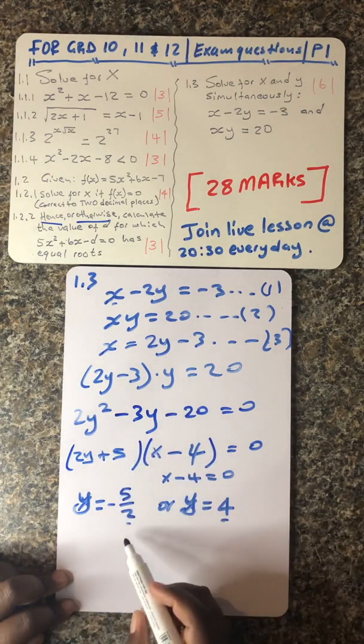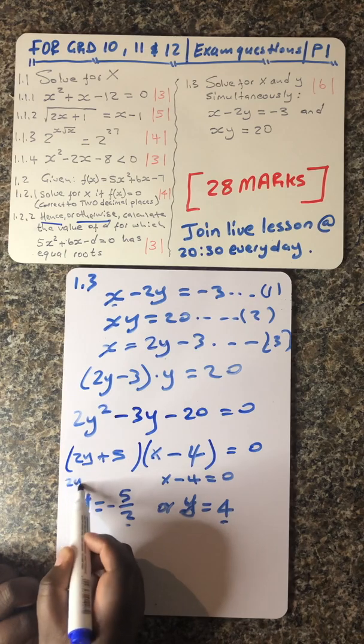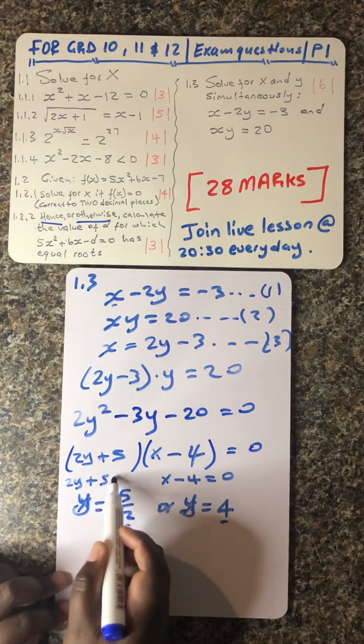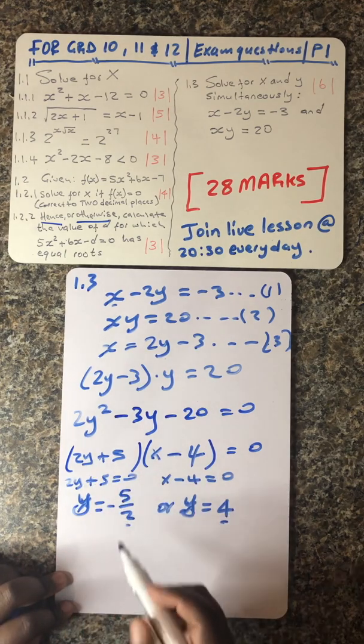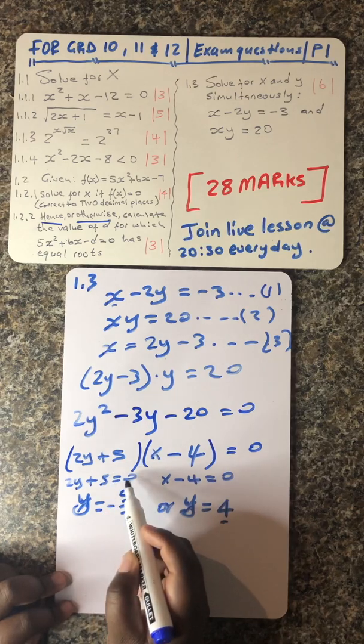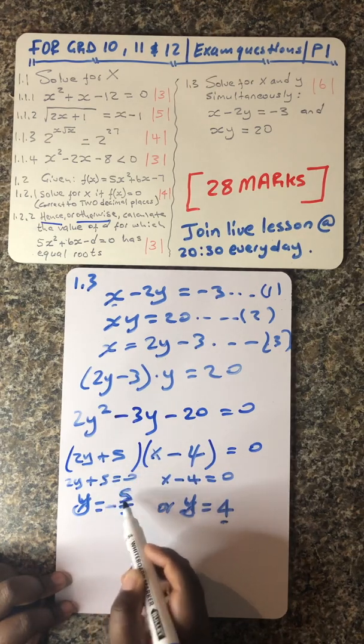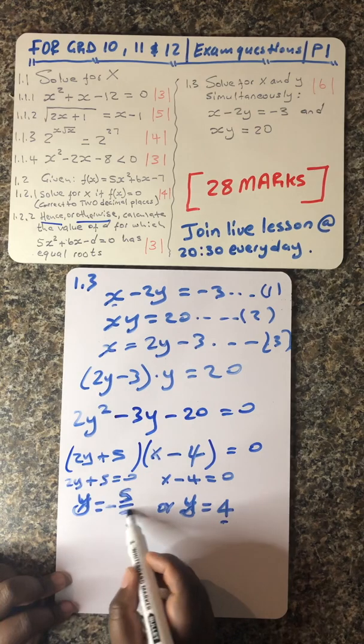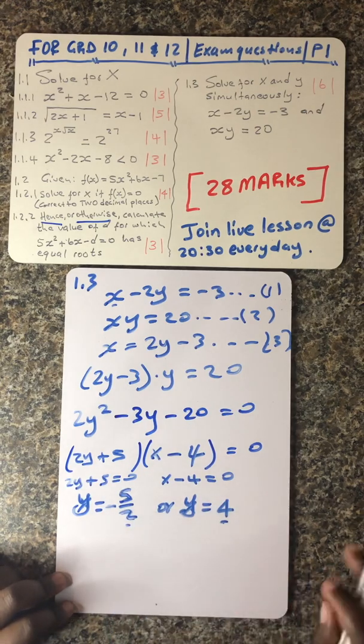I know I'm going to say 2y plus 5 equals 0. Then I move it to the right as -5 and divide by 2. This is where it's divided by 2. I hope you understand that part.